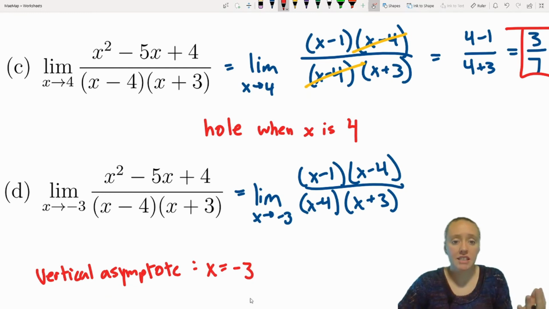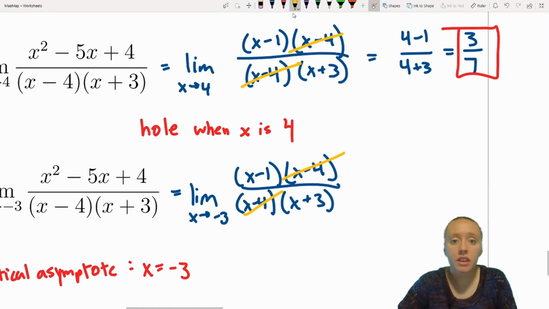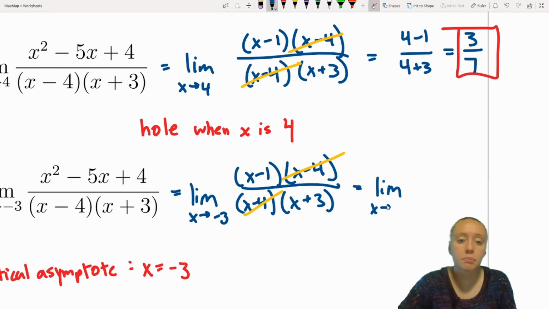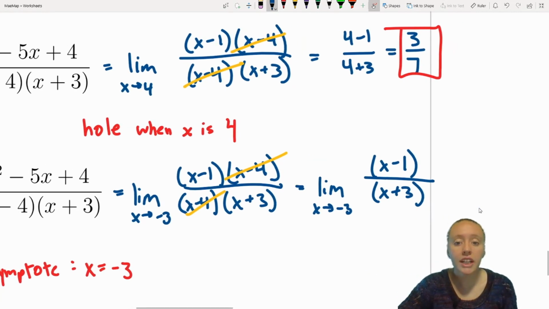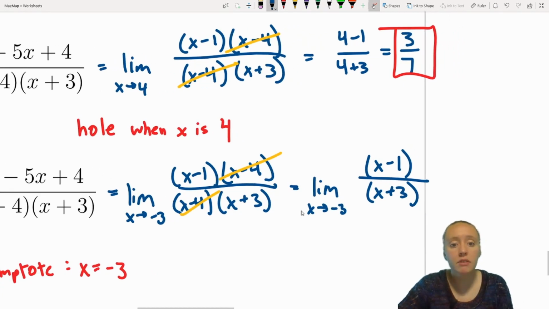But since this function can simplify down, why don't I just work with that simplified version? Let's leave my x minus 4's canceled out. So I'm just going to work with the limit as x approaches -3 of x minus 1 over x plus 3, because that's a little bit easier to work with when we're talking about whether we're approaching positives or negatives as we approach 0. So looking at our numerator, if we were to plug in numbers closer and closer to -3, that overall numerator is approaching -4.